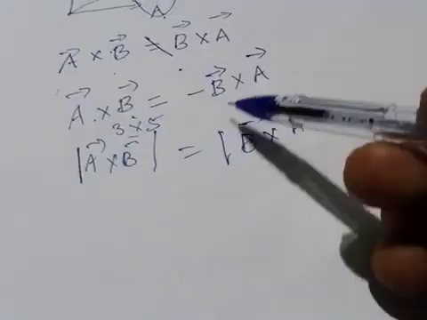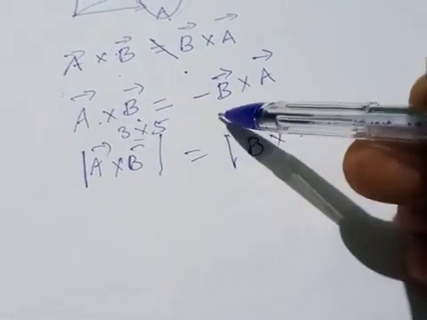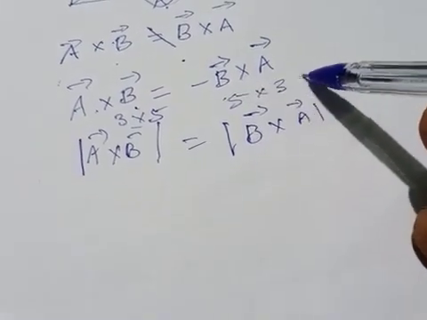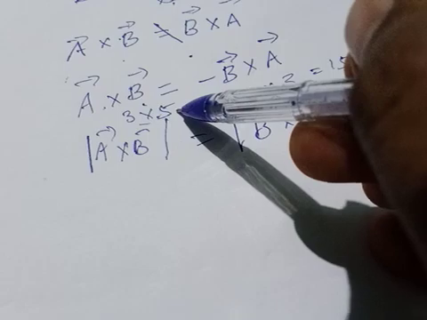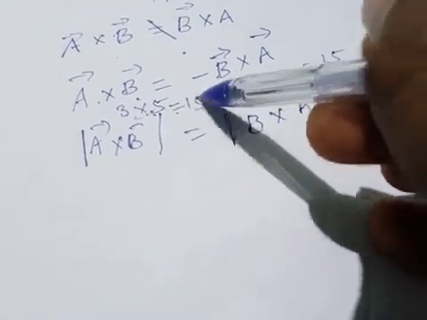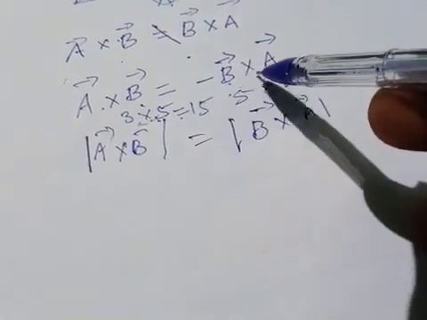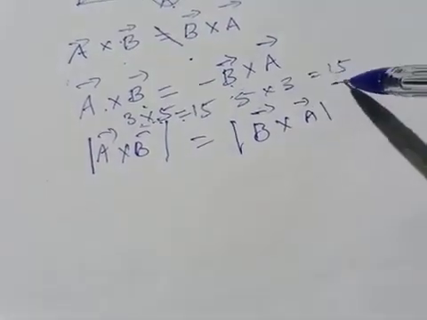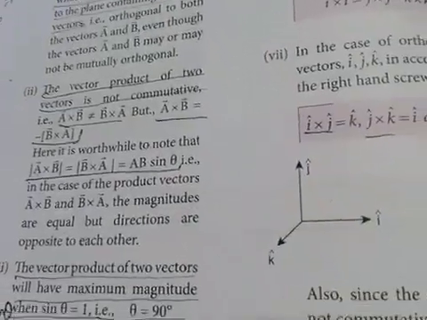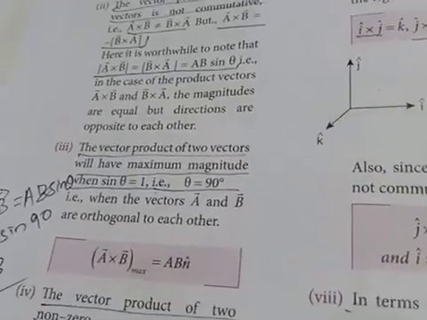Suppose A is 3 and B is 5, then 3 into 5 is 15. Now, if B is 5 and A is 3, 5 into 3 is also 15. So the magnitude of A cross B is equal to the magnitude of B cross A. That is the second property.